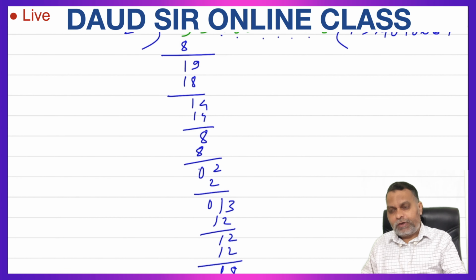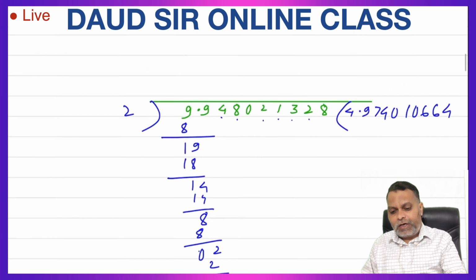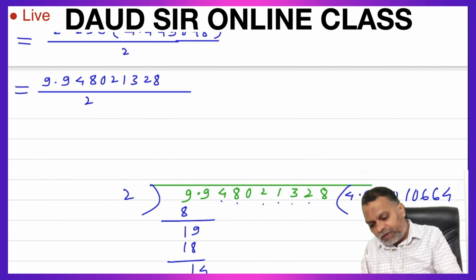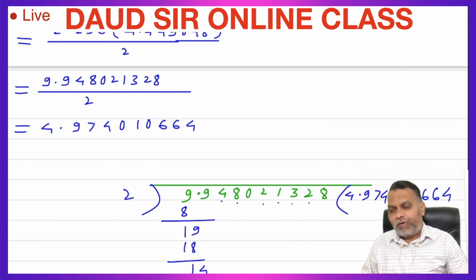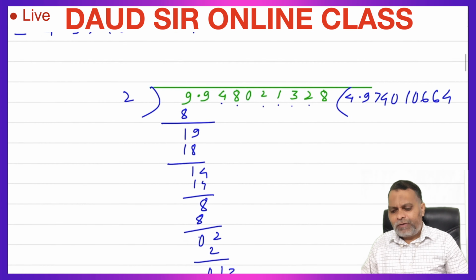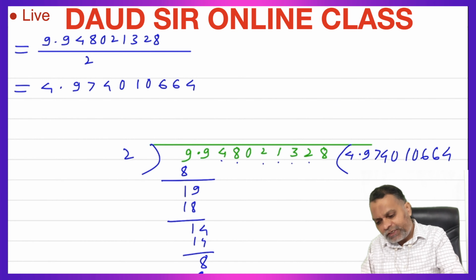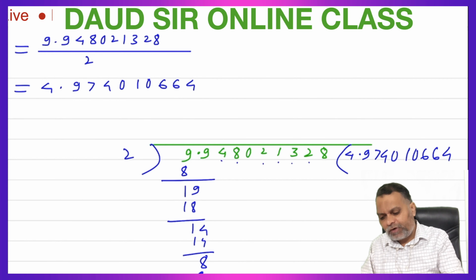So here we have got this after dividing 2: 4.9740106664. But we have to write only 3 places after decimal. So look at the 4th digit after decimal. 1 2 3 4. This is 0, so leave it. This is 0, so less than 5, so leave it.